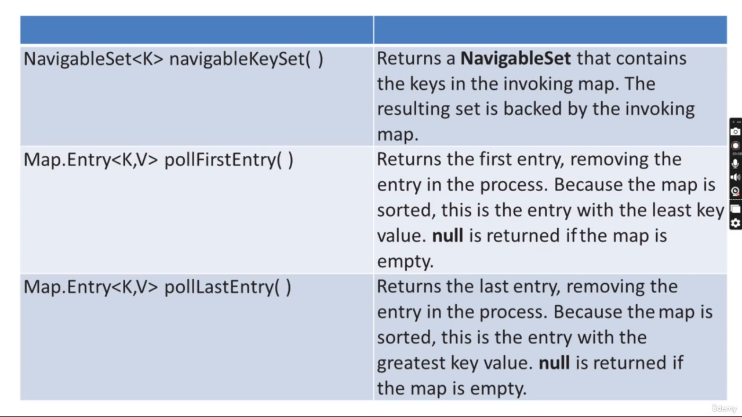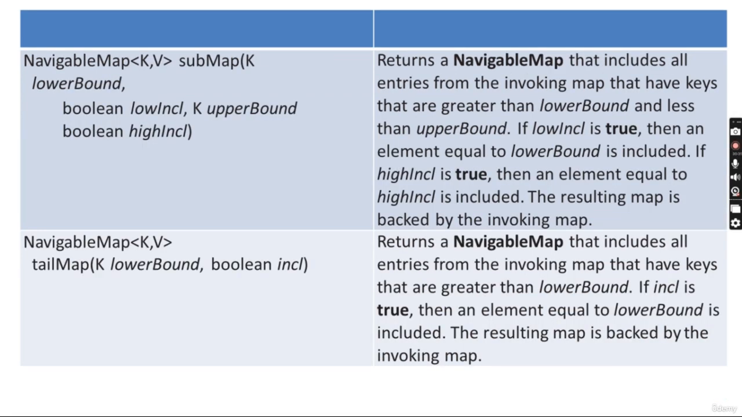Map.Entry<K,V> pollFirstEntry returns the first entry, removing the entry in the process. Because the map is sorted, this is the entry with the least key value. Null is returned if the map is empty. Then Map.Entry<K,V> pollLastEntry returns the last entry, removing the entry in the process. Because the map is sorted, this is the entry with the greatest key value. Null is returned if the map is empty.